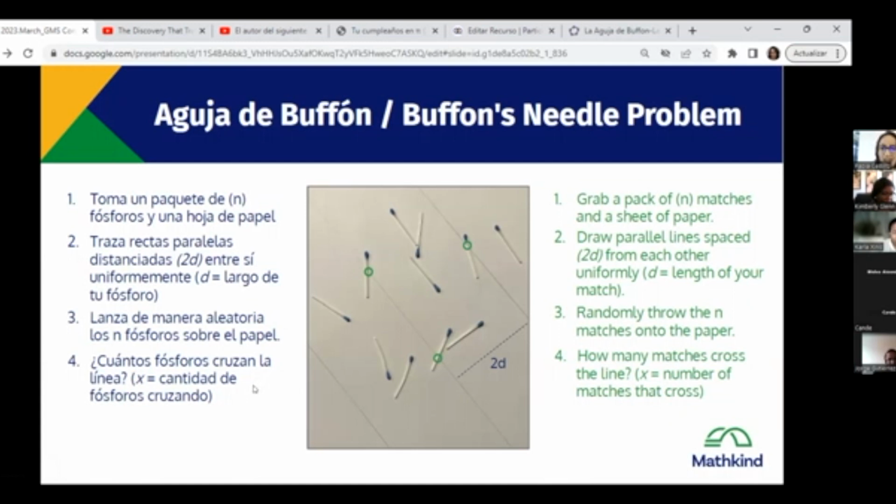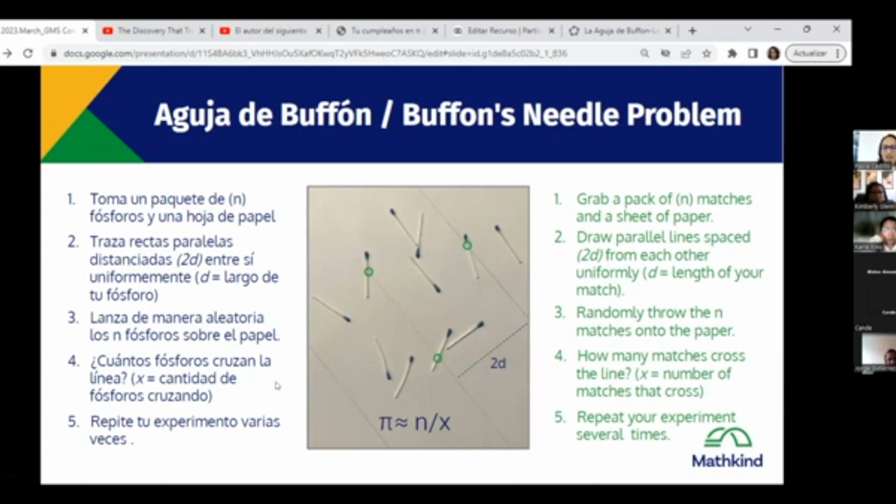And we can do it inversely, the other way around. We can count how many cross, and divide the amount of matches we throw by the amount that cross, and when we repeat this 1, 2, 3, 4, 5 times, we can see that this tends to pi. So pi is also in probability.